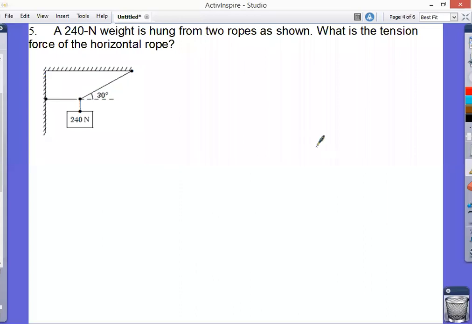A 240 Newton weight is hung from 2 ropes as shown. What is the tension force of the horizontal rope? So we're going to find the tension force here. Let's call this one TH, tension force H. But over here we have distance. Let's call it L. Let's make it like this. Here we're going to have L times sine theta. Here we're going to have L times cos theta.